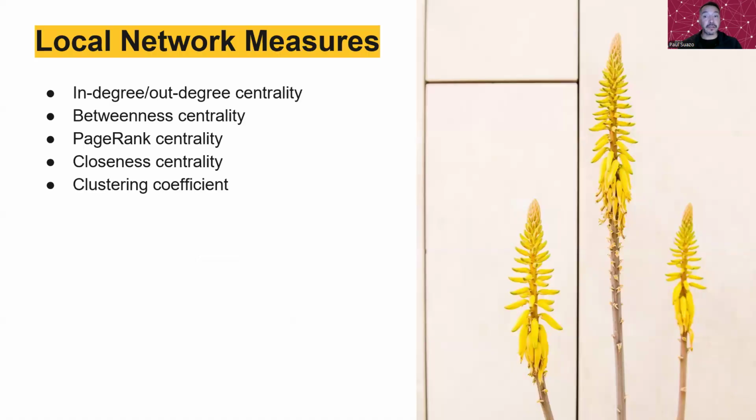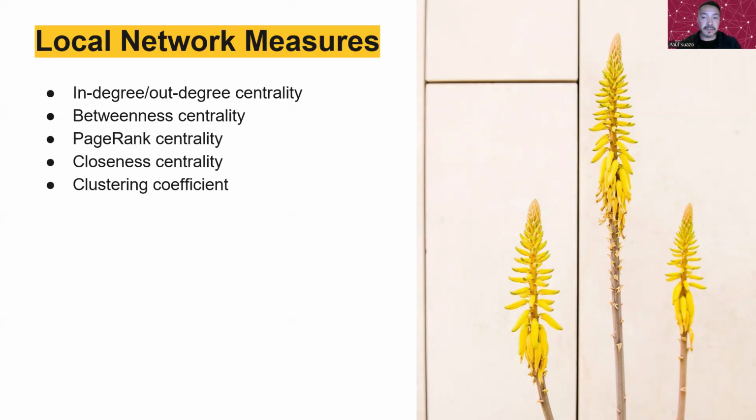So the local network measures are a lot about centrality, with clustering coefficient there. But in degree and out degree centrality, betweenness centrality, PageRank centrality, closeness centrality, and clustering coefficient. So these measures help identify individuals who are really central to knowledge transfer. And that's why they're all really related to centrality. We need to know those individuals who have the information and where they sit within the network so we can determine how to move that information and spread it out through the network.